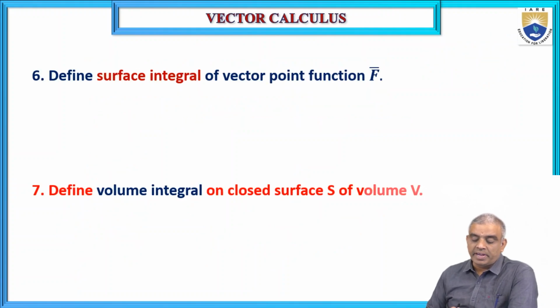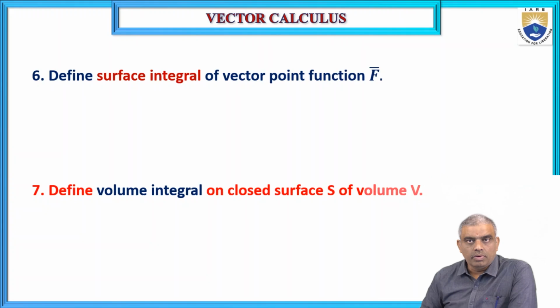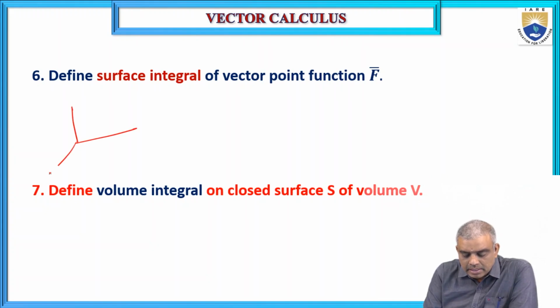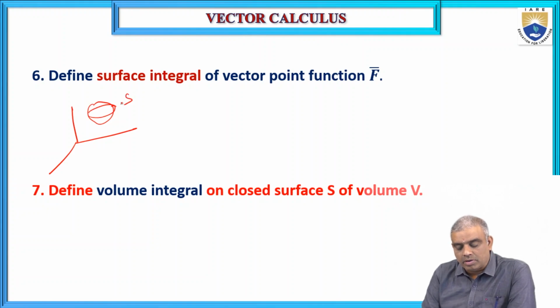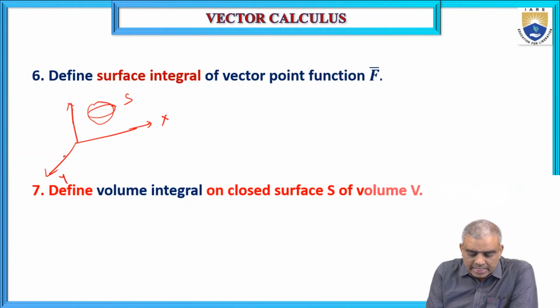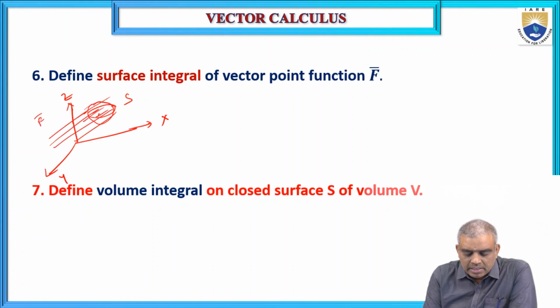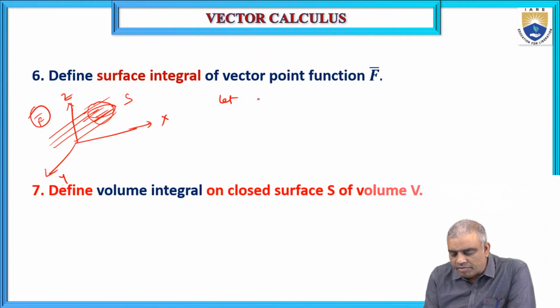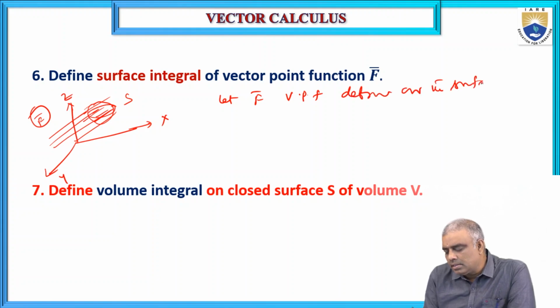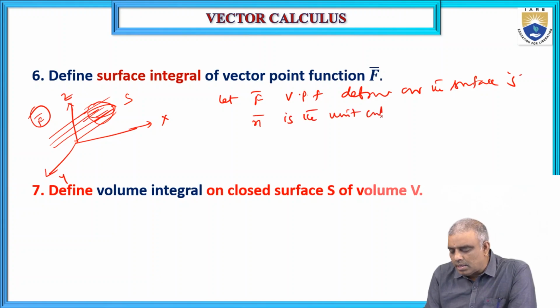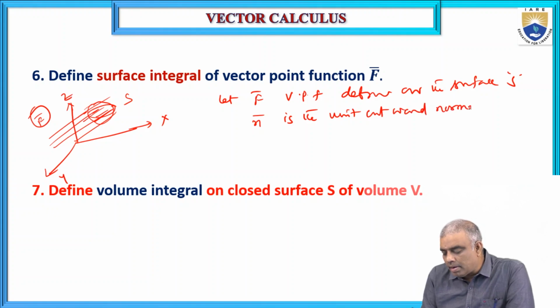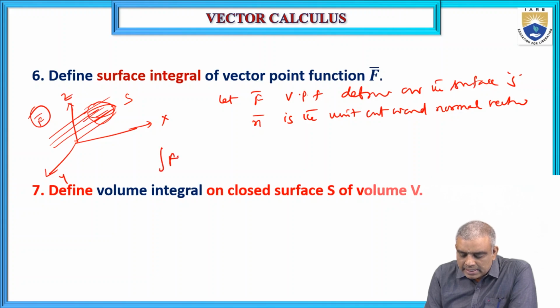Before that, define the surface integral of a vector point function f bar. What is the surface integral? Suppose S is any surface bounding a region, with the x-axis, y-axis and z-axis, and let f bar be any vector point function defined on the surface S, and n bar the unit outward normal vector. Then the surface integral is the integral of f bar dot ds bar.